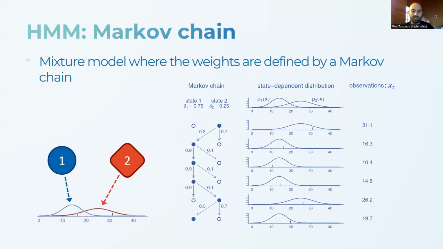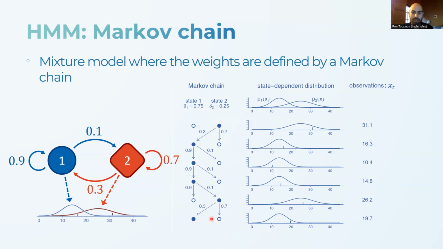Now, hidden Markov models build on this by specifying that the states are actually dependent on one another through time, following a Markov chain, where each state has a probability of remaining within itself or transitioning into the other state. From the example on the right, the system begins in state 2, which has a corresponding state distribution that produces an observation of 31. In the following time step, the state transitions into state 1, from which we obtain an observation of 16. And the following state transitions are governed by the Markov chain.